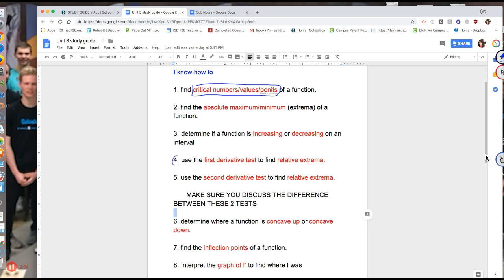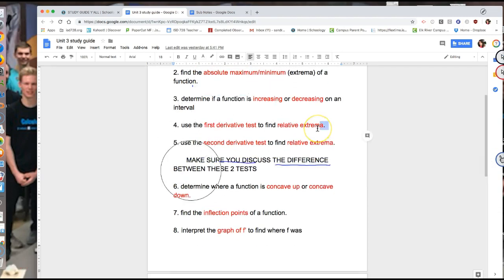So for each one of these items is what I'll be looking for, and you're going to number them, but I'll get to that later. You're going to tell me how you use the first derivative test to find relative extrema. You're going to explain to me, like write the steps down and how you would go about doing that, and then you're going to give me a good example.